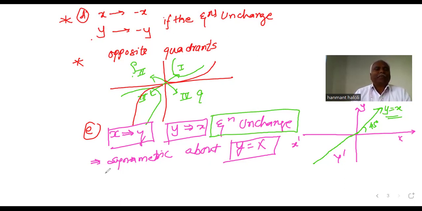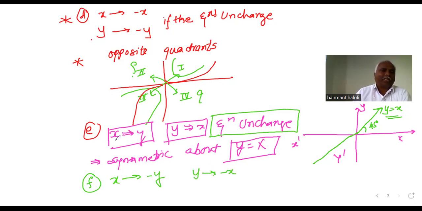Now similarly, if you go for the next condition, if you replace x by minus y, interchanging and sign changing also, and y by minus x. Before, directly x equal to y, y equal to x. Now the sign changes also, and the variable also changes. X is changing to minus y, y is changing to minus x. Then if the equation of the curve does not change, the equation of the curve is unchanged.